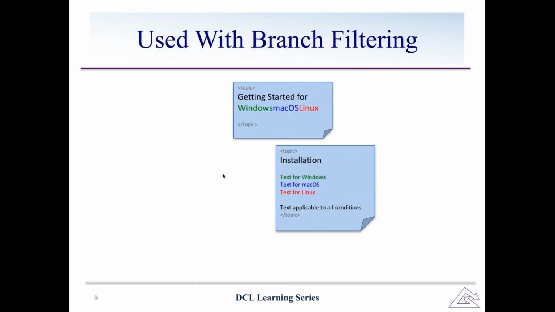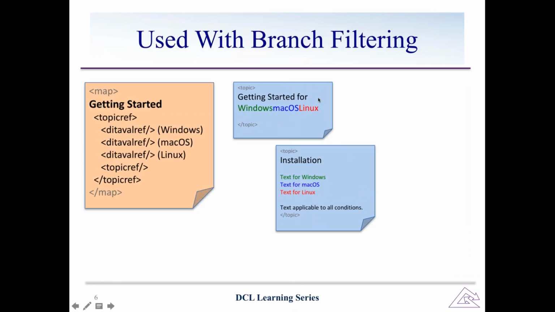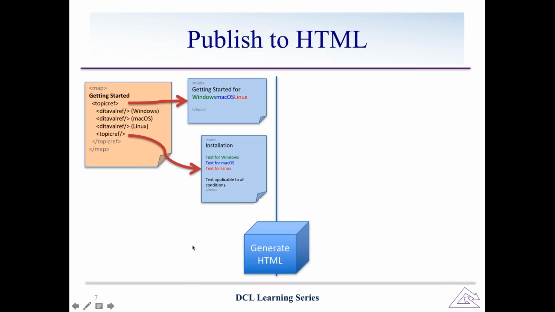So with branch filtering, what I can do is use that single topic. Here we've got our getting started topic, and then underneath that I have this installation topic. I reference it once from my map here on the left, but then I use this new feature in DITA 1.3 called DITAValRef that allows me to refer to different DITAVal files that specify different filtering conditions. So this has the effect of creating 3 copies of this pair of topics. I have a reference to the top level topic, and a reference to the subordinate topic.